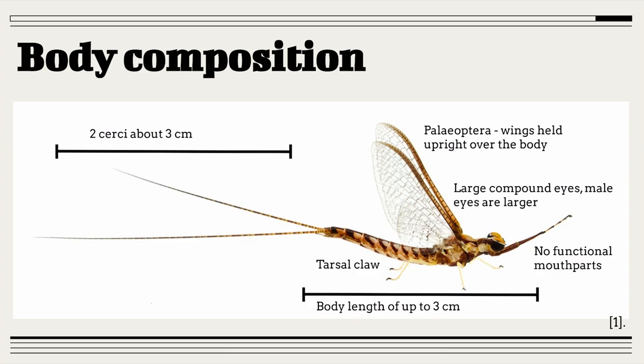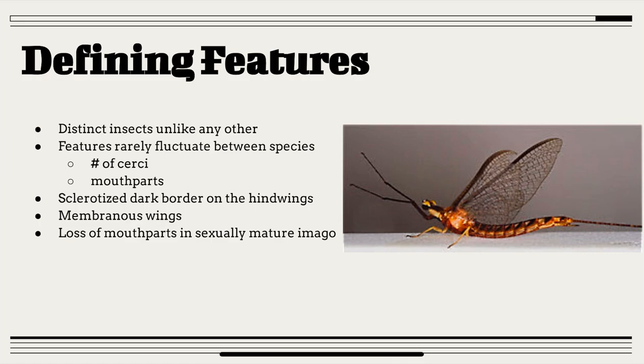Ephemeroptera are an extremely unique order, unlike any other insect. Originating more than 300 million years ago, these species are an ancient lineage of aquatic insects. Between different species, there's not much variation in body composition. However, the number of their cerci and the appearance of the mouthparts can fluctuate. Nymph stages are also highly variable, dependent on their habitats.